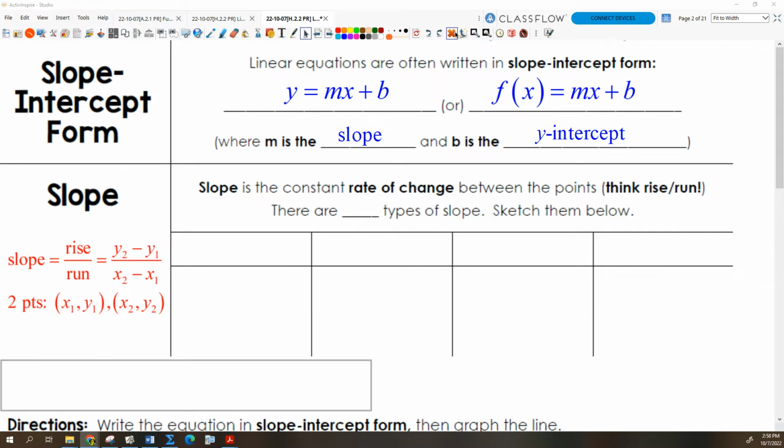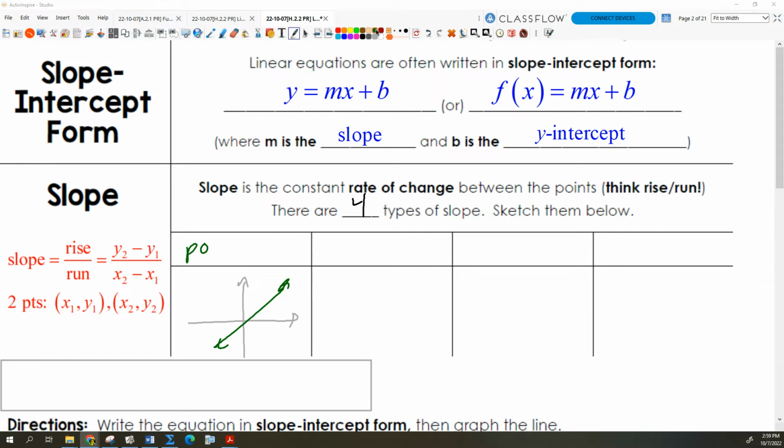Okay, so give me 1 to 5 on that. You guys all remember slope, right? No big deal, okay? So there are a total of 4 different kinds of slopes. Can you tell me about the slope of that green line? It's positive, isn't it? Yeah.